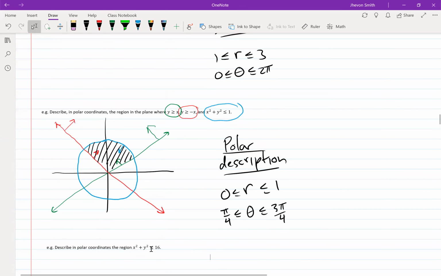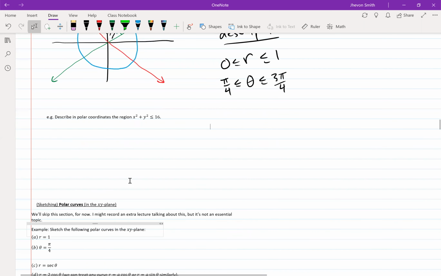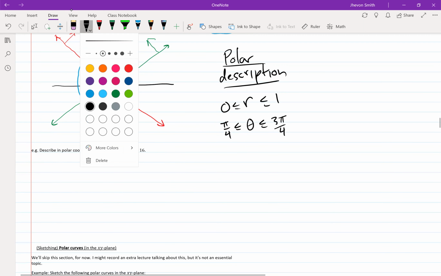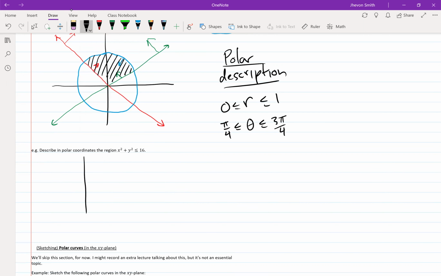That one is actually easier than the other examples. I think I did these examples out of order. But yeah, this one is just x squared plus y squared less than or equal to 16. That's a circle of radius 4. You want everything in here. So r is between 0 and 4, theta between 0 and 2 pi.